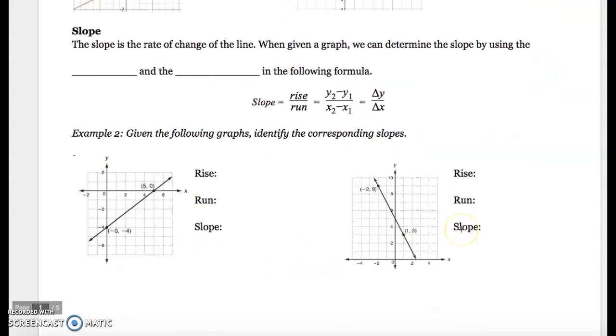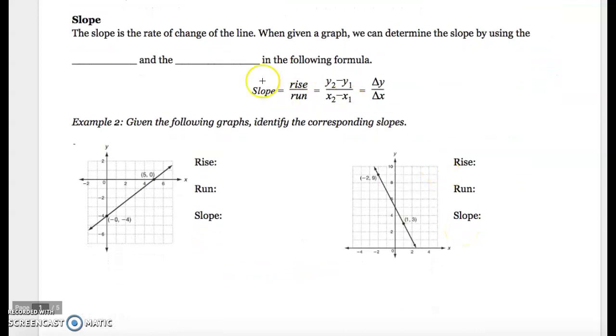All right, slope should also not feel 100% new. There are lots of ways that you might have known it. Rise over run, y2 minus y1 over x2 minus x1, change in y over change in x. So the slope is the rate of change of the line. When given a graph, we can determine the slope by using the change in x and the change in y in the following formula.